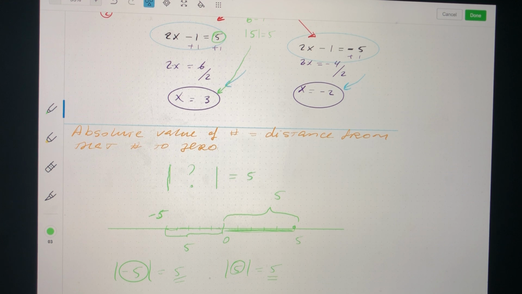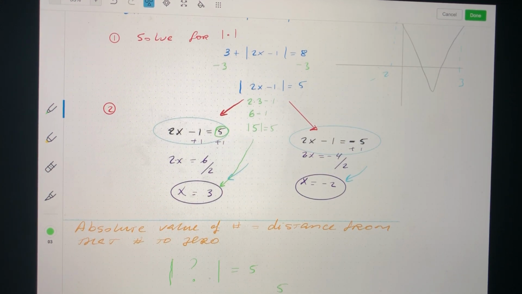And so in the second equation, we asked, what if the inside is -5? Well, if it's -5, then the answer should be -2. Well, what does it mean? So here is 2, and if we plug in our answer, -2 minus 1, is that equal to 5? Well, 2 times -2 is -4, minus 1, is that equal to 5? Well, -4 minus 1 is -5, and absolute value of -5 is really 5, so that is a true statement.